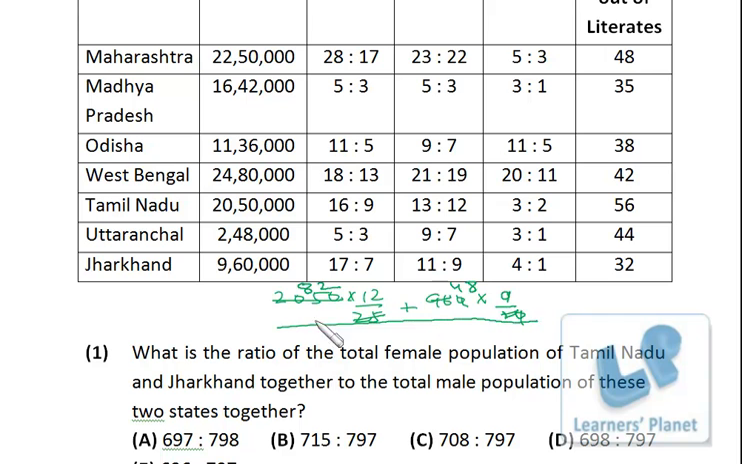Similarly, in the denominator we will get 82 into 13 plus 48 into 11, right? I'm not writing down the entire step because this calculation will remain the same. Only this data will be changed. It is 12 over here because in Tamil Nadu the female part is 12, and it is 9 over here because the Jharkhand female part is 9. So only the male part is changed. Otherwise this calculation will be constant. So just to save some time, right? So precisely our calculation is 82 into 12 plus 48 into 9 by 82 into 13 plus 48 into 11.